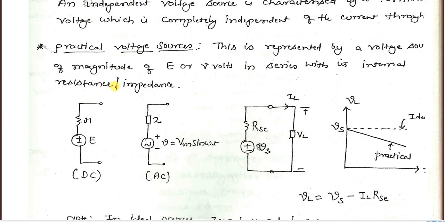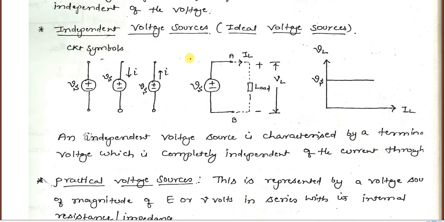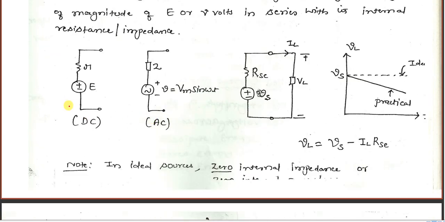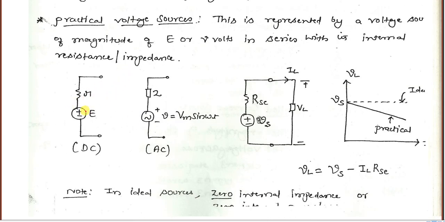Consider practical voltage sources. In ideal voltage sources there is no series resistance. Now consider a practical voltage source, where we have internal resistance of the source. This is represented by a voltage source of magnitude E or V in series with an internal resistance or impedance. If it is a DC network, we call it a resistance. If it is an AC circuit, we call it an impedance.